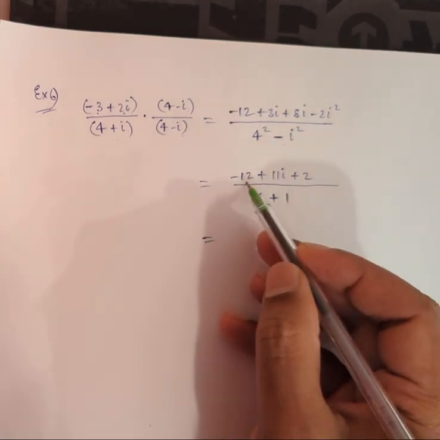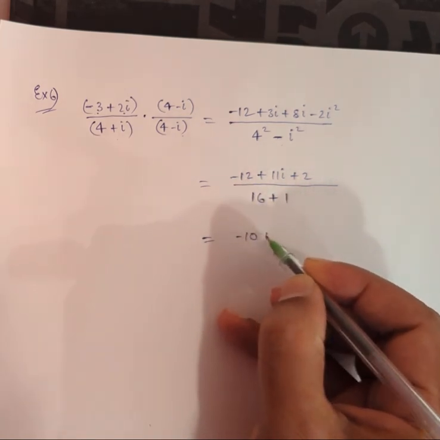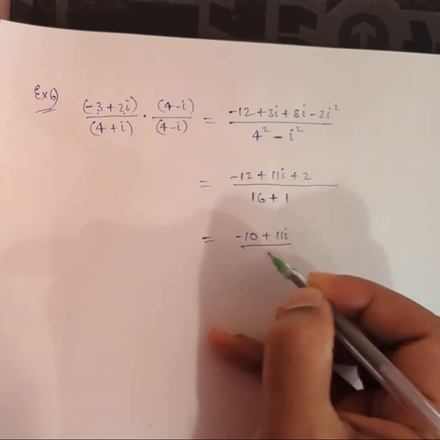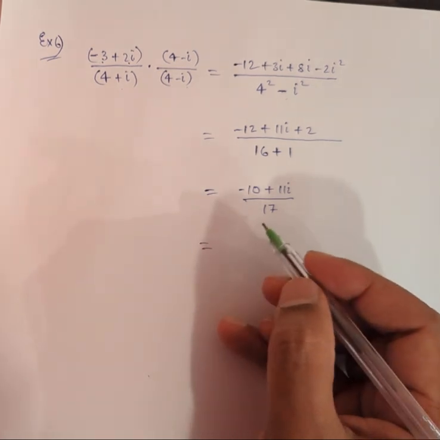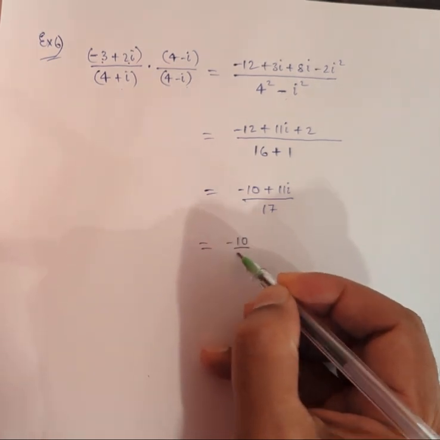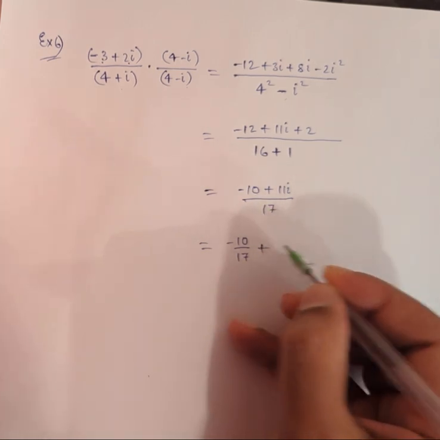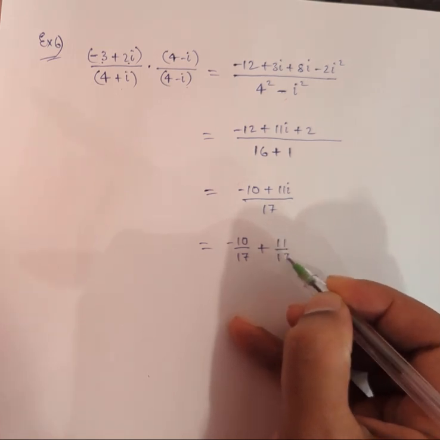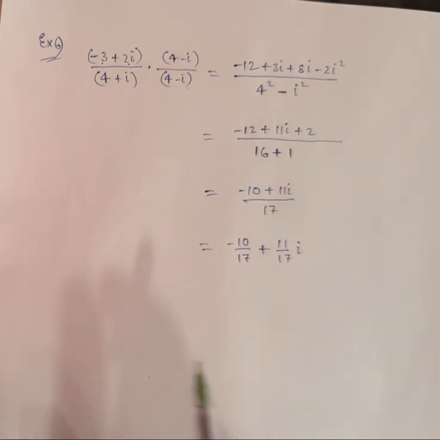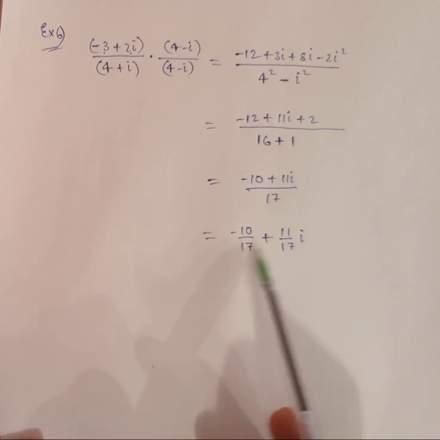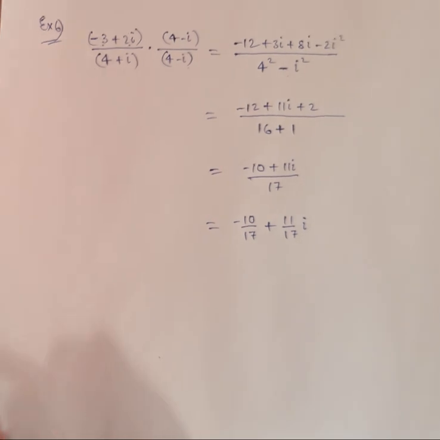All right, now we can combine these real parts. Negative 12 plus 2 is negative 10 plus 11i over 17. If you want to write in the a plus bi form, you would write that denominator separately. Negative 10 over 17 for the real part plus 11 over 17 i. So your real and imaginary parts could be fractions. They don't always have to be nice integers like in the problems that we began with.